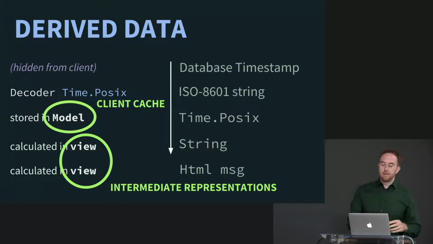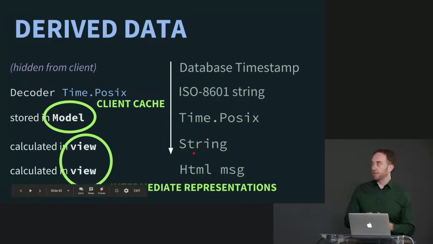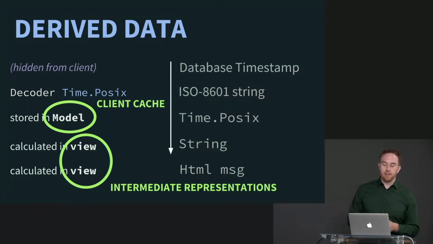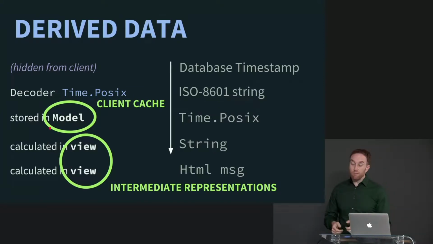If for some reason this operation here, where we're calculating the intermediate representation, is really expensive and it's slowing everything down, then yeah, maybe we have to cache that in the model too, separately from the original source of truth that it comes from. But then at that point, we're a cache of the original source of truth, which is the database timestamp. And the more times we do that, the more competing sources of truth we have, the more potential for bugs we have.